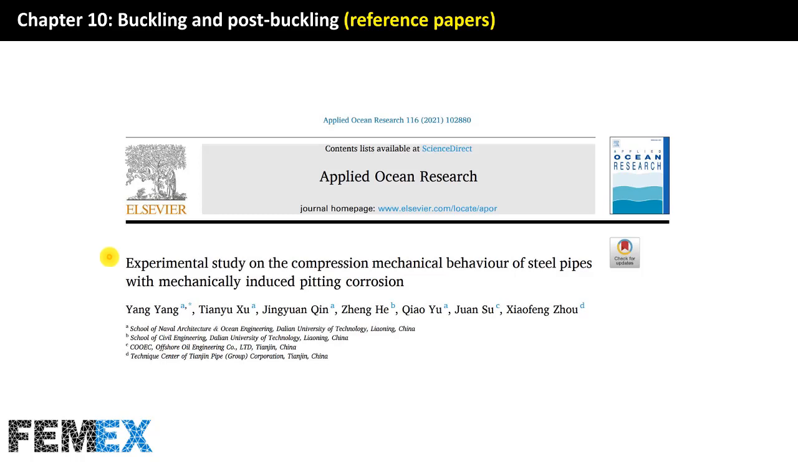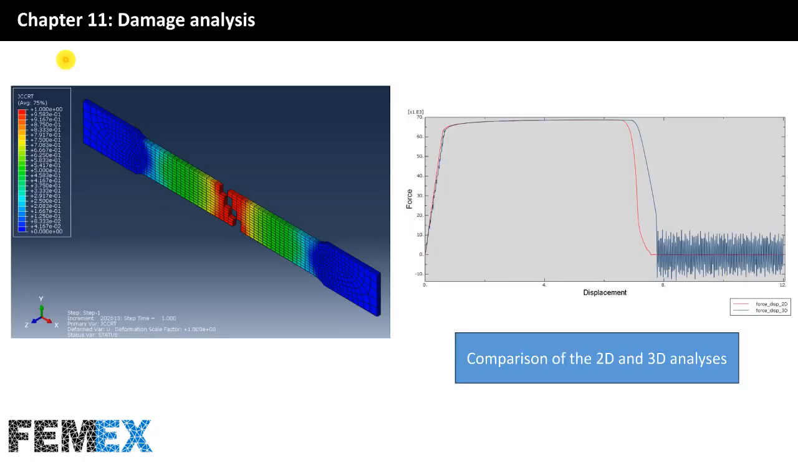As you know, studying the mechanical behavior of corroded pipes is one of the hot topics for both the mechanical and structure engineers. And this paper is one of the widely used ones in this field. Chapter 11 is about damage analysis. In this chapter, first I have talked about damage theories and continuum damage mechanics, and then I have solved two examples. The first one is about tensile test, and I have done the simulations in 2D and 3D spaces, and finally I have compared them.